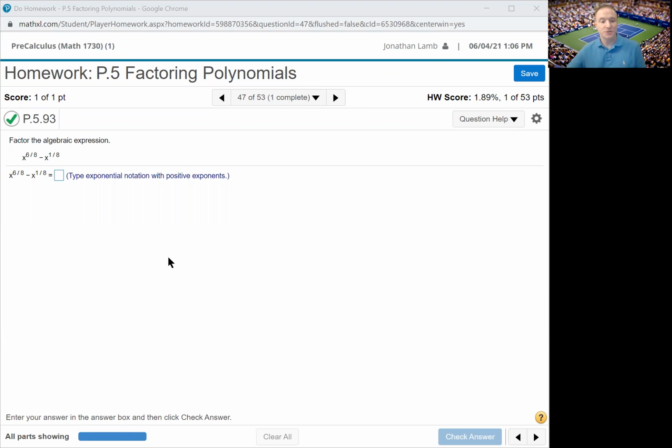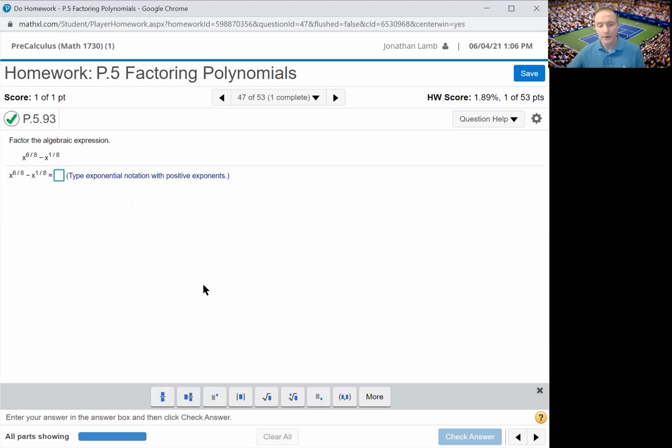Hi all, I had a question over how to input the fractional exponents over this problem in section P.5. You'll see that we are supposed to factor using greatest common factor in this expression. So if we have x to the 6 over 8 minus x to the 1 over 8 power, we know the greatest common factor between those is the smaller exponent, which in this case is the 1/8 power. So I'll factor out the x to the 1 over 8.